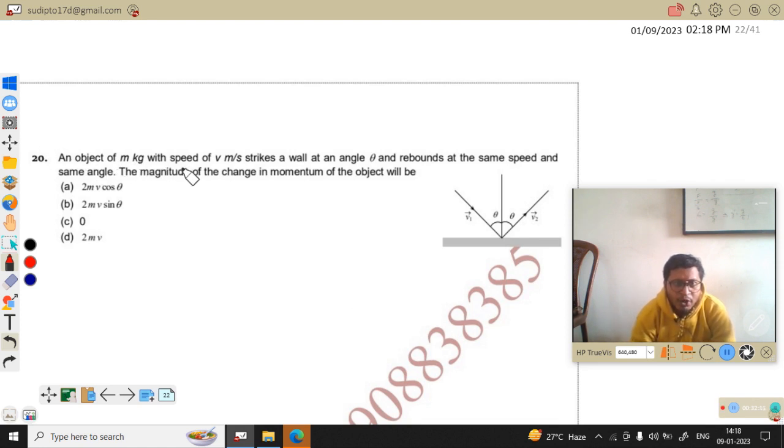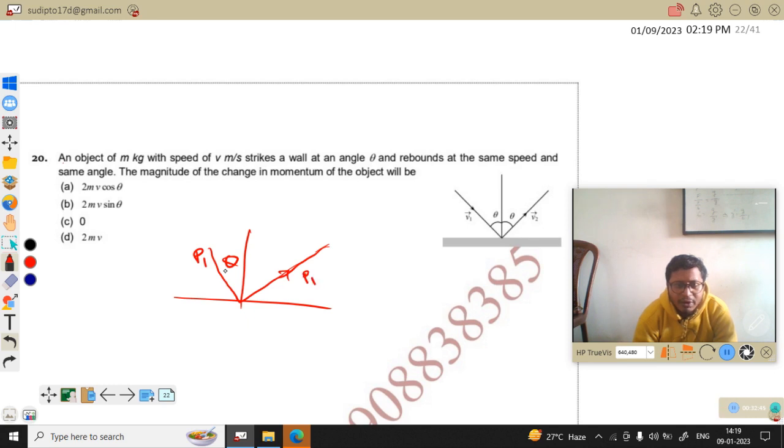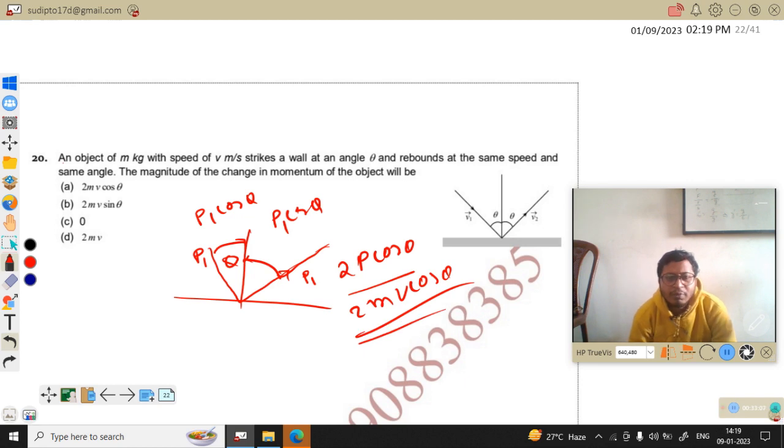Next question, the last question, a very important question. An object of mass m kg with speed v meter per second strikes a wall at angle theta and rebounds at the same speed with the same angle. Then the magnitude of the change in momentum of the object will be? I am very weak in drawing. This is the theta angle, this is p1, and after rebound this is p. The component is p cos theta, so the change will be 2p cos theta, which means 2mv cos theta.